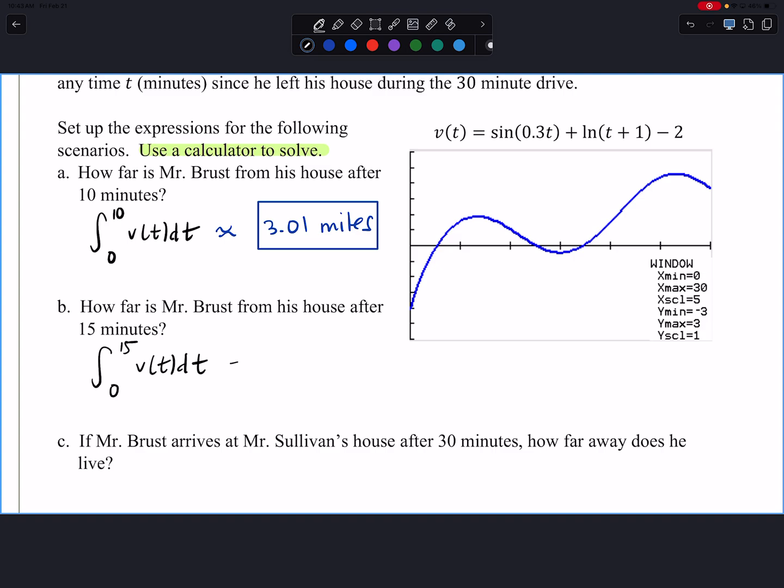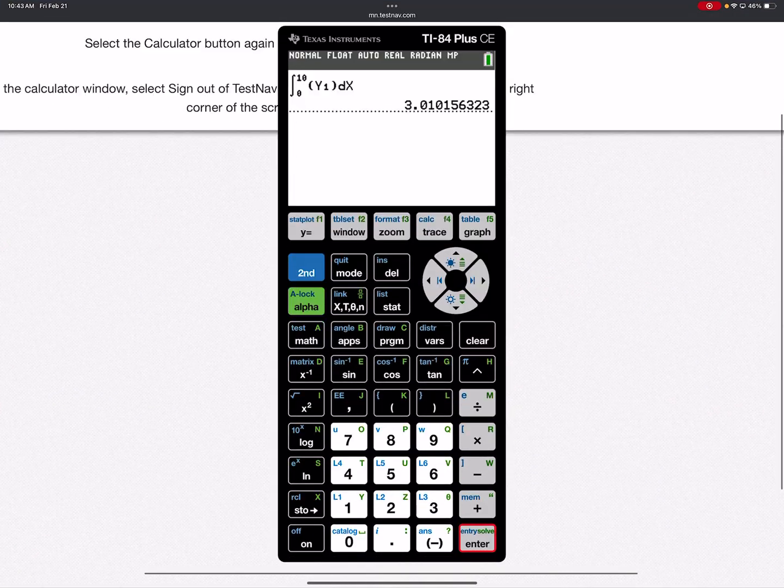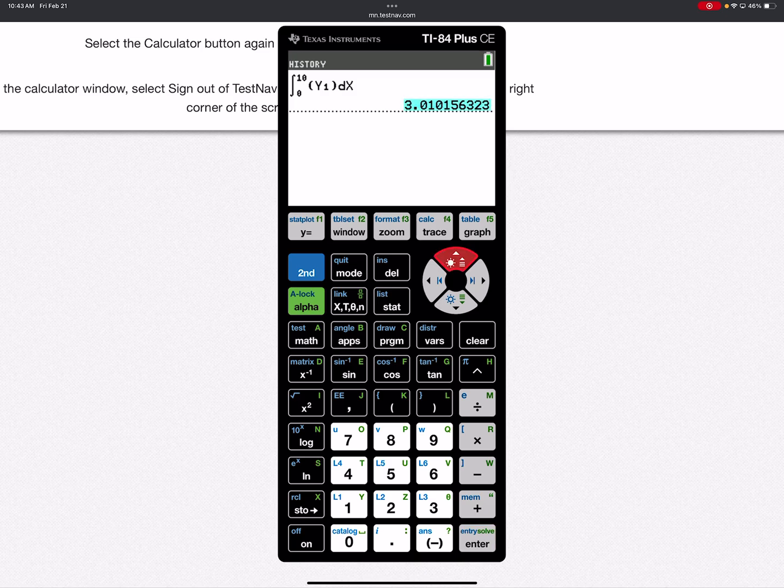I hear some of you guys typing. Hopefully you guys are not doing what I think you're going to do. We could retype all this again, right? Or I could be smart. Scroll up, highlight it, hit enter, go into the top bound and change it to 15. And hit enter again. And there's our answer.